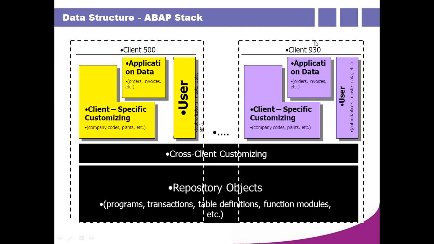See, as per this picture, we have 930 client also in the system. So it also contains these three: user master, application, and client specific data. If we have another 000, 001, and 066, every client has these three. If we have 1000 clients created, each and every client has user master, application, and customizing data.